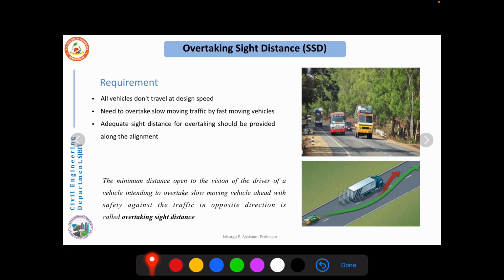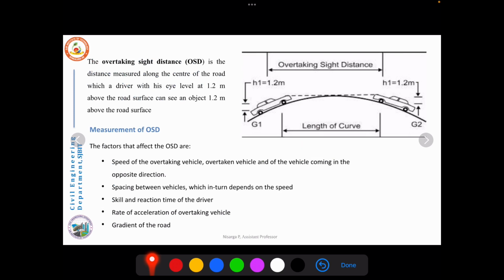That minimum distance will depend upon the speed of the overtaking vehicle, the speed of the overtaken vehicle, and also some of the sight distance considerations. Now when we measure the overtaking sight distance, as we discussed in the previous session, similar to the SSD condition, the height of the driver's eye level is taken as 1.2 meters above the road surface level. In the case of SSD determination we took the object height as 0.15 meters above the ground level, but when we compute the OSD we will consider the height of the object as the height of the vehicle, and it will be considered as 1.2 meters above the road surface.